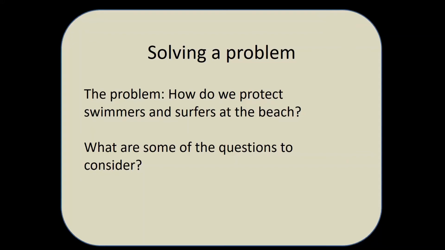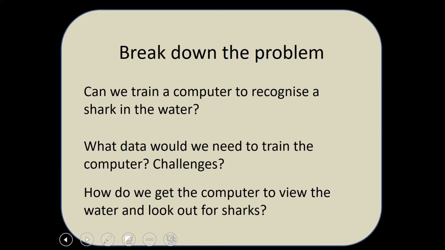Okay. In our problem of protecting the swimmers and surfers at the beach from sharks, what are some questions that we really need to consider? Can we train a computer to recognize the shark in the water? What data would we need to train the computer? And what are some of the challenges involved? And how do we get the computer to view the water and look out for sharks?